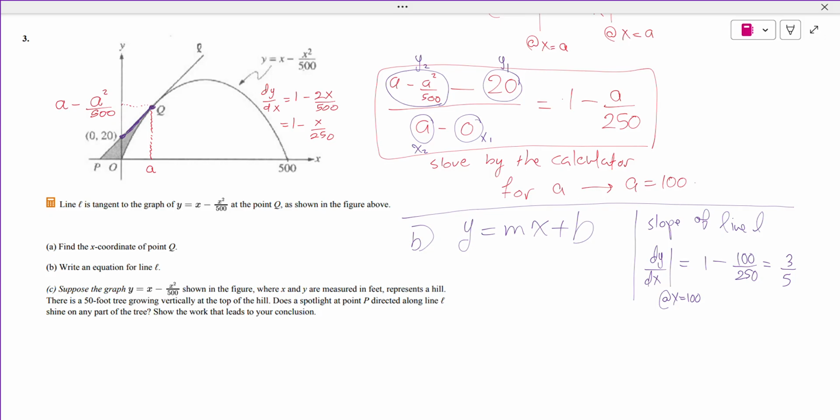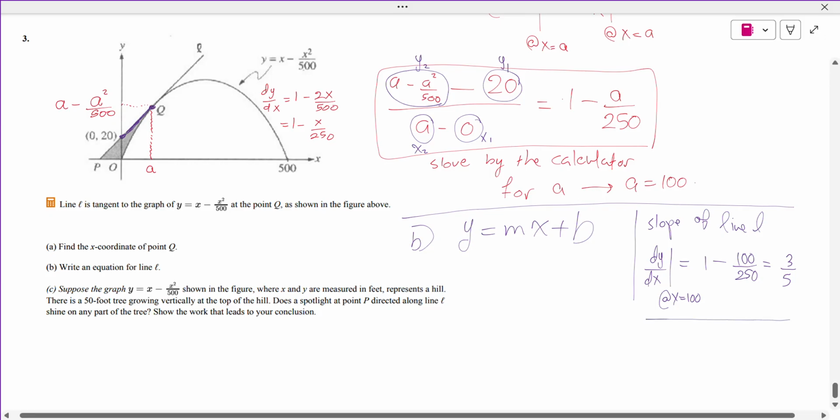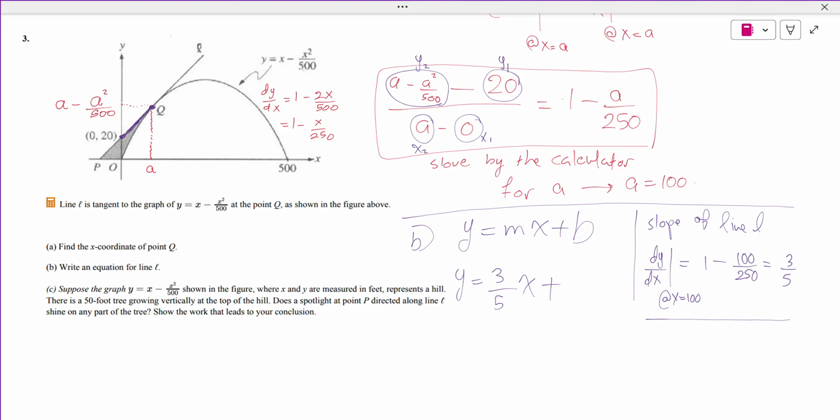So the equation is y equals 3 over 5 x plus b, where b is the y-intercept. And the y-intercept of line L is what? 20. Look at the graph. The y-intercept of line L is 20. So this is y equals 3 over 5 x plus 20. This is the equation of the tangent line.